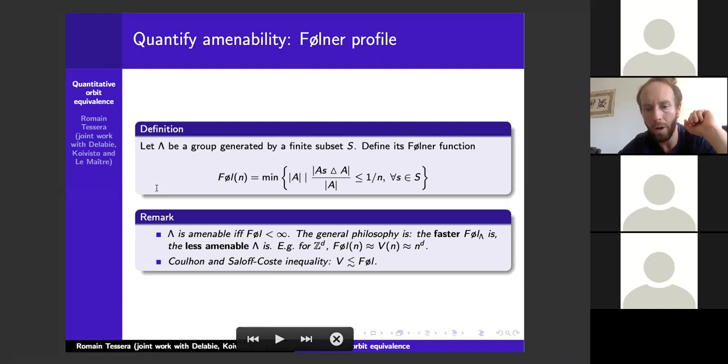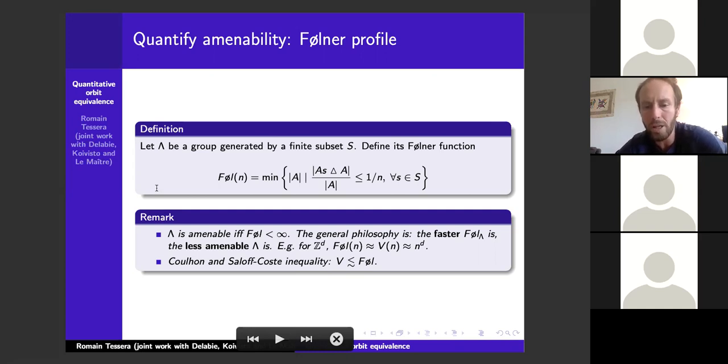So the faster the Følner function is, well, the less amenable you are. Because in particular, a group is non-amenable if and only if this Følner function is equal to infinity for some large enough n, okay? So the group is amenable if and only if it is finite. And of course, it is more amenable if it's slower. The slower it is, the more amenable, okay? And the case of Z, for instance, Z is simply n, okay? Just n to the d.